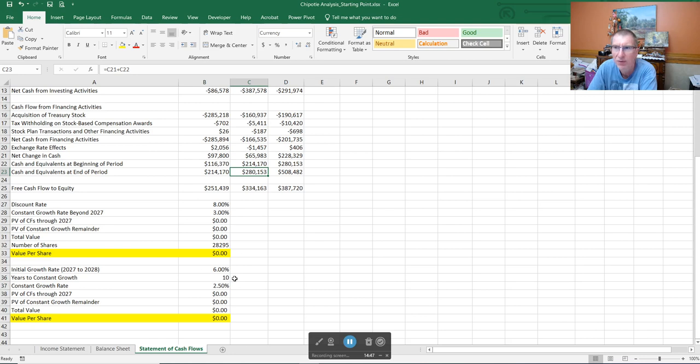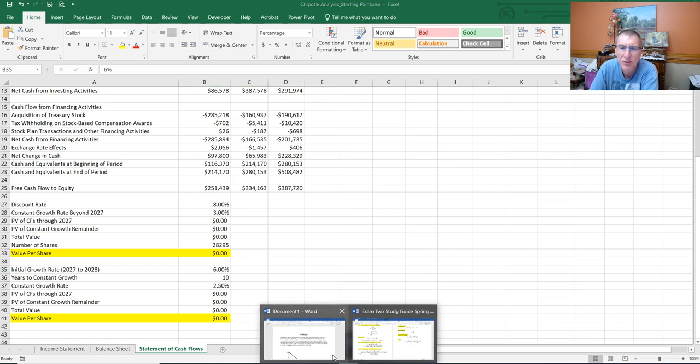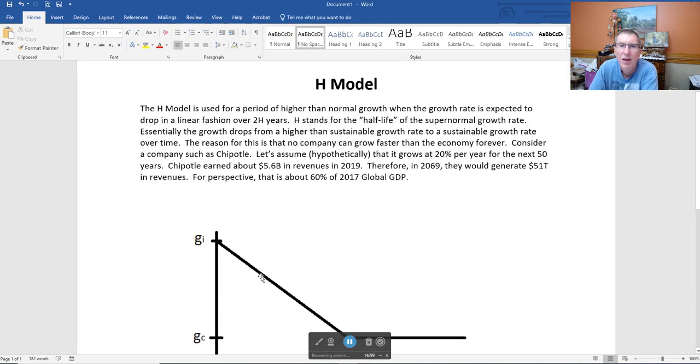And I want to talk briefly about this model real quick, because this is the H model. And the H model is a variation of the constant growth and non-constant growth. One of the challenges of discounted cash flow analysis is we need to come up with a terminal value.